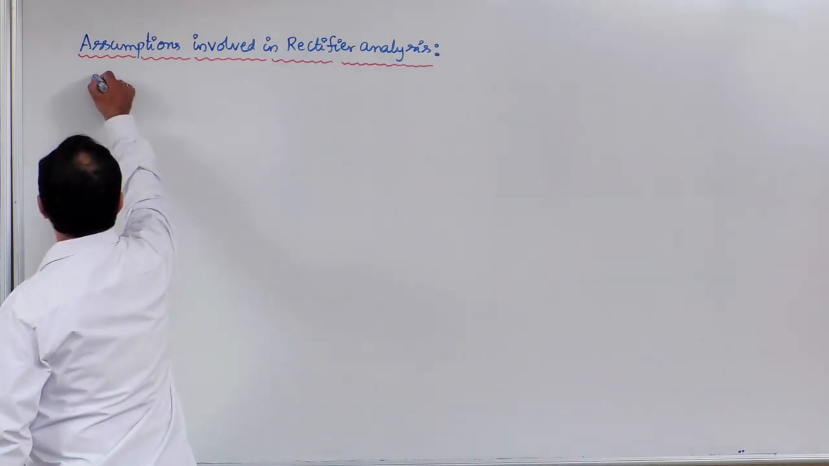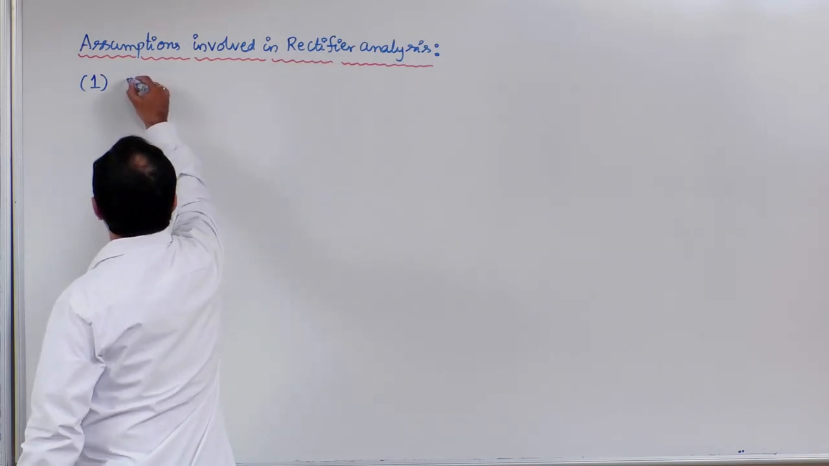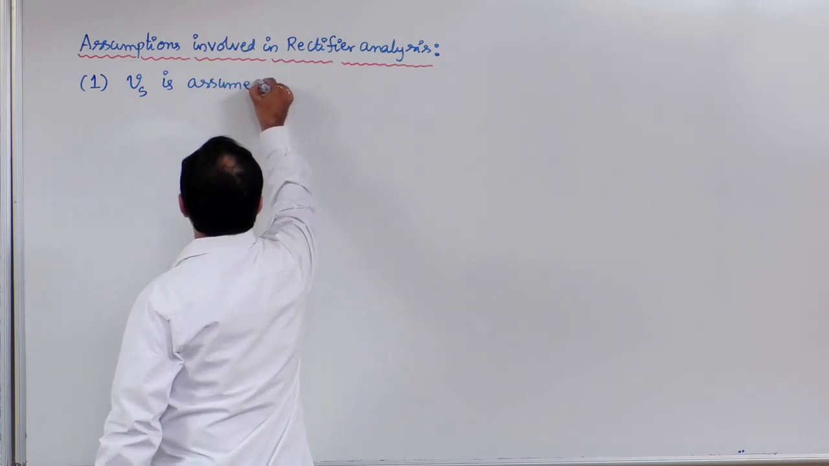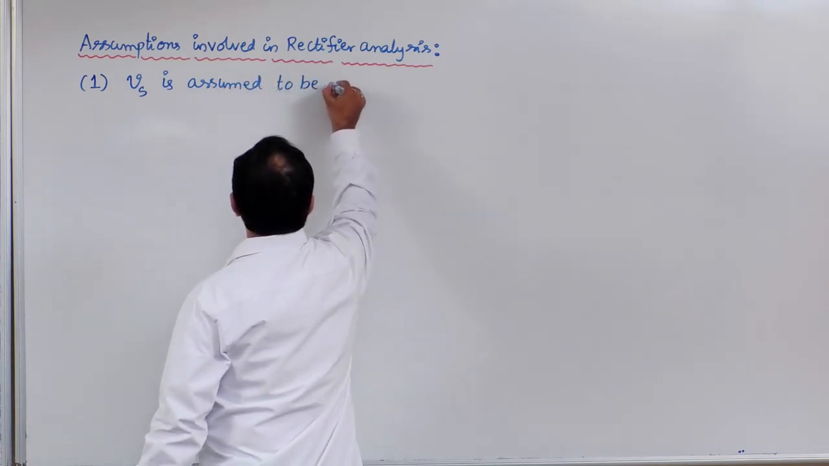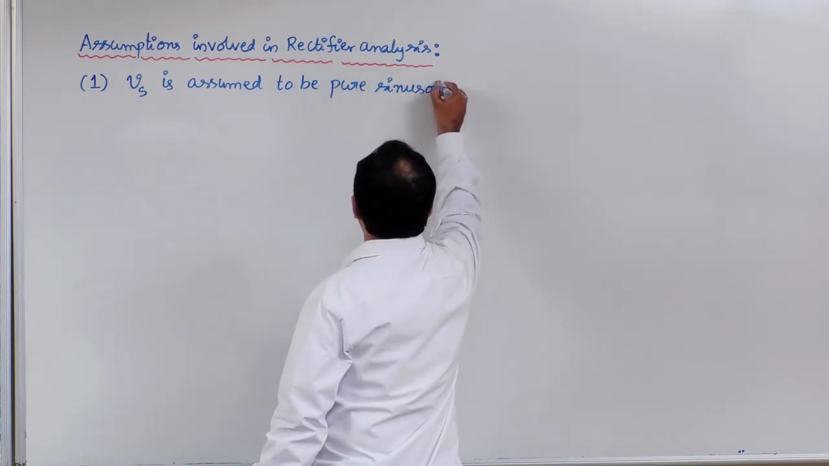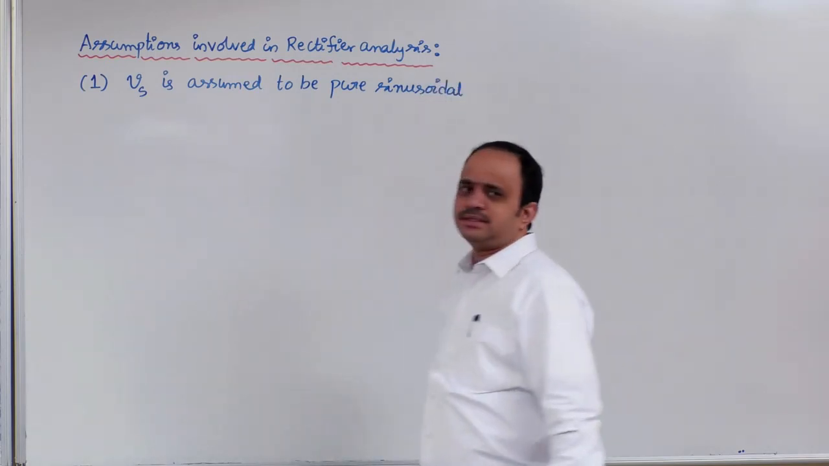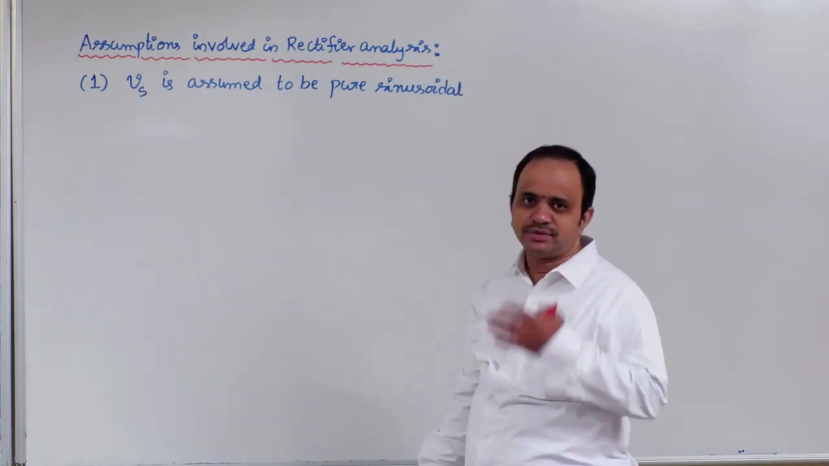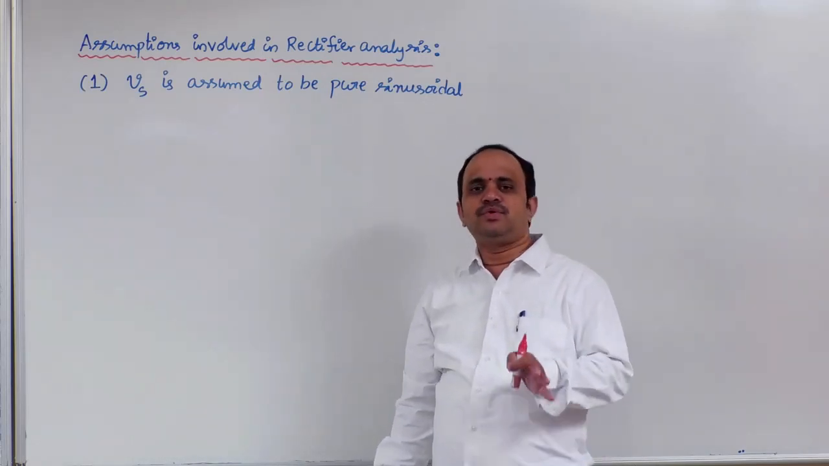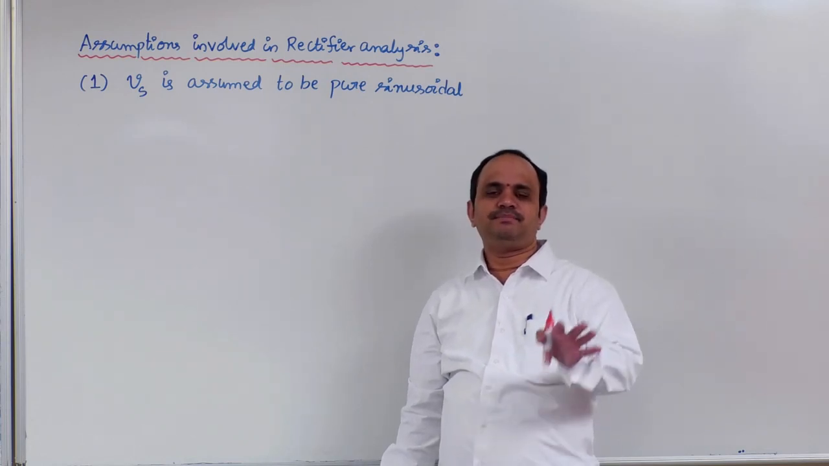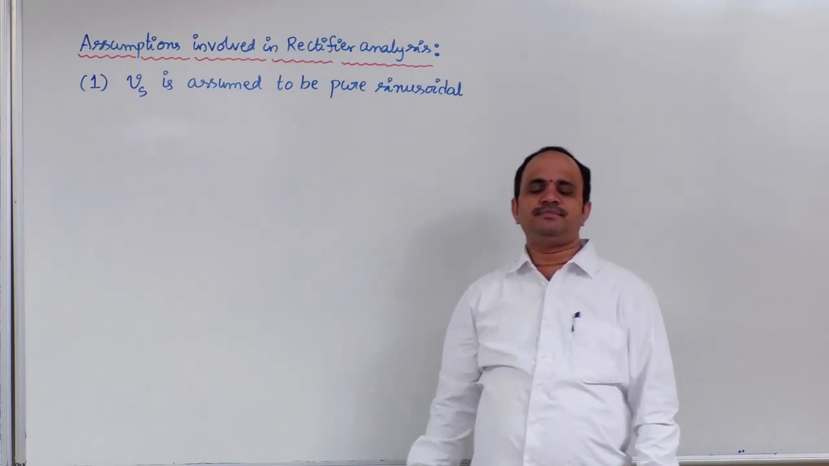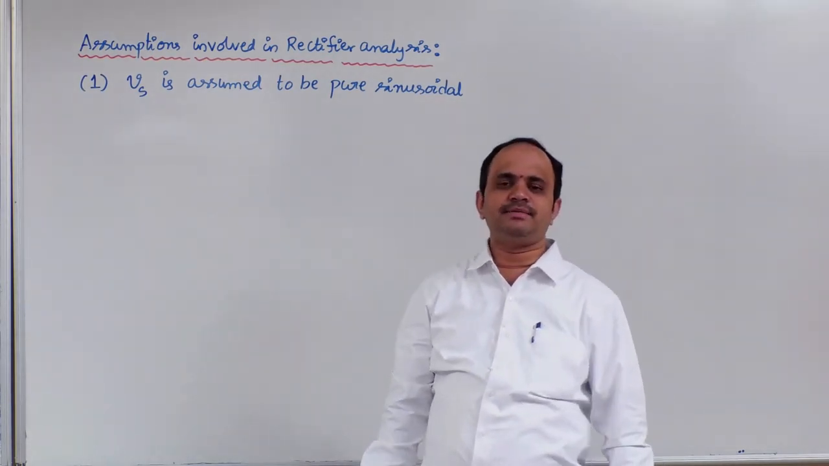The first and foremost assumption is that the source voltage is assumed to be pure sinusoidal. Why? Because for any rectifier circuit, the input voltage generally will be taken from the power system grid. The grid can be modeled as an infinite bus system. What do you mean by an infinite bus system?